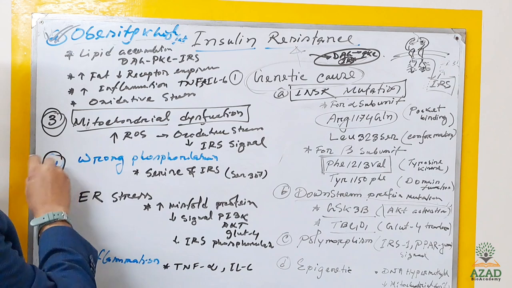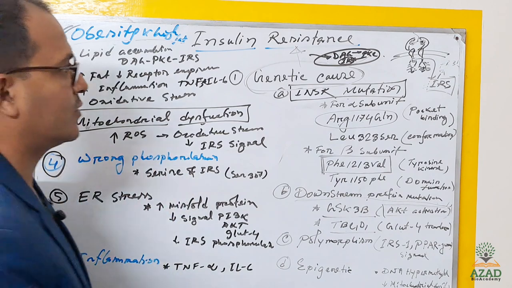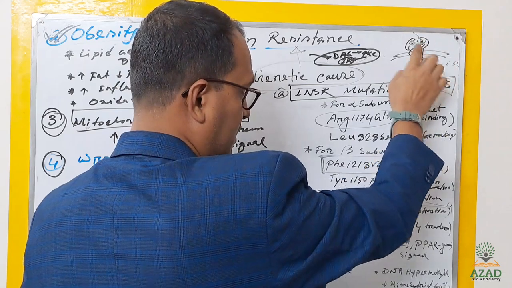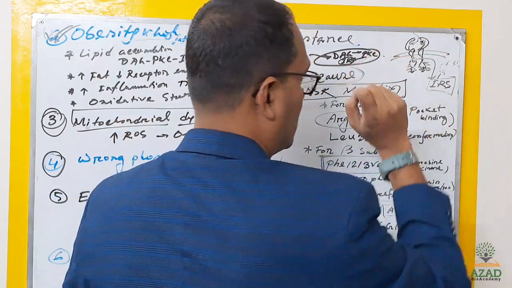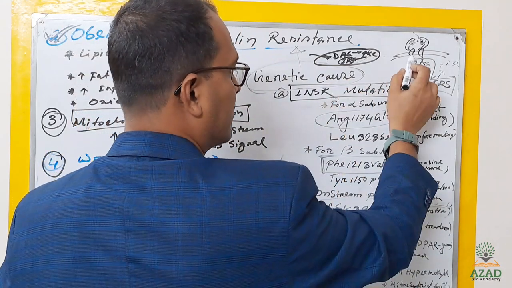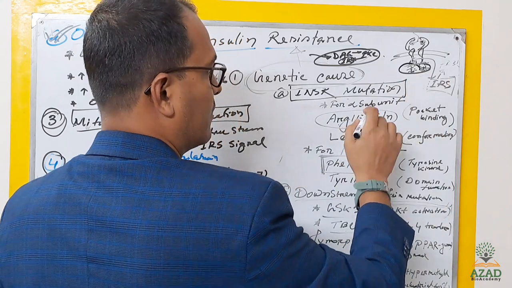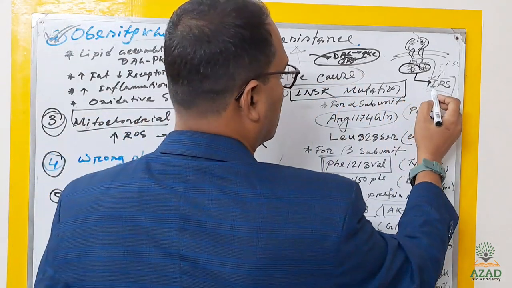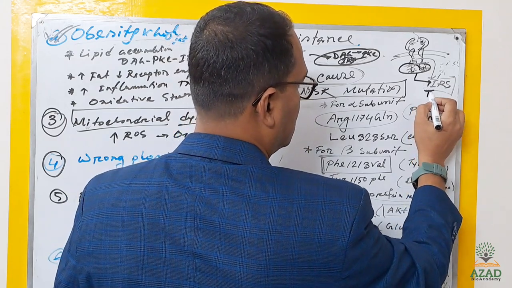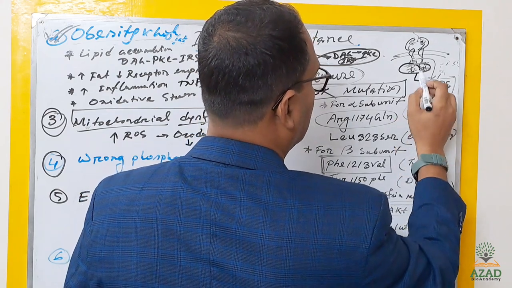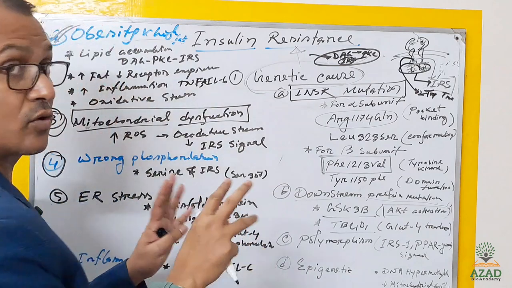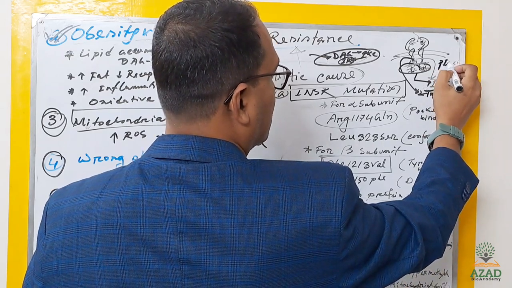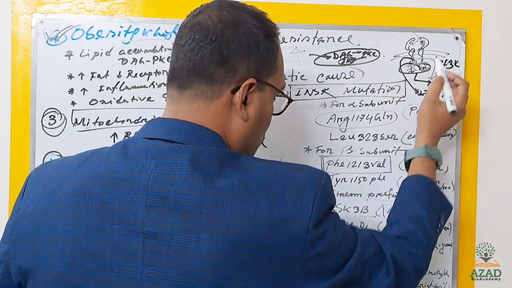And the fourth one is wrong phosphorylation. Already I said that when insulin binds with the insulin receptor alpha subunit, it changes its conformation, and that will activate the beta subunit. The beta subunit contains tyrosine kinase, and that tyrosine kinase causes autophosphorylation of itself, and it is also responsible for phosphorylation of the insulin receptor substrate. The insulin receptor substrate will be phosphorylated at the tyrosine residue by that tyrosine kinase enzyme. This is the normal phenomenon. And when it is phosphorylated, it will be activated, and the activated one will activate PI3K, as I said earlier.